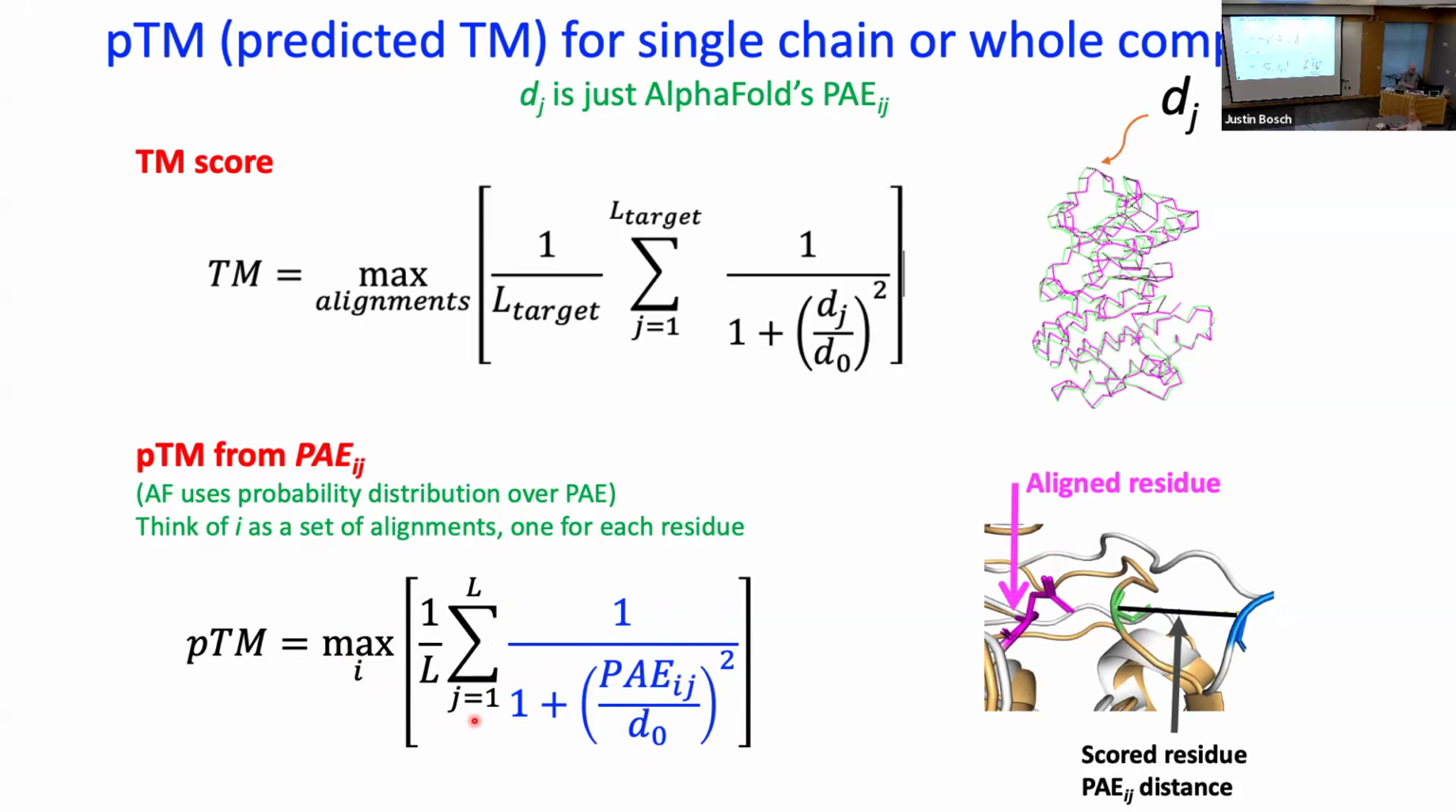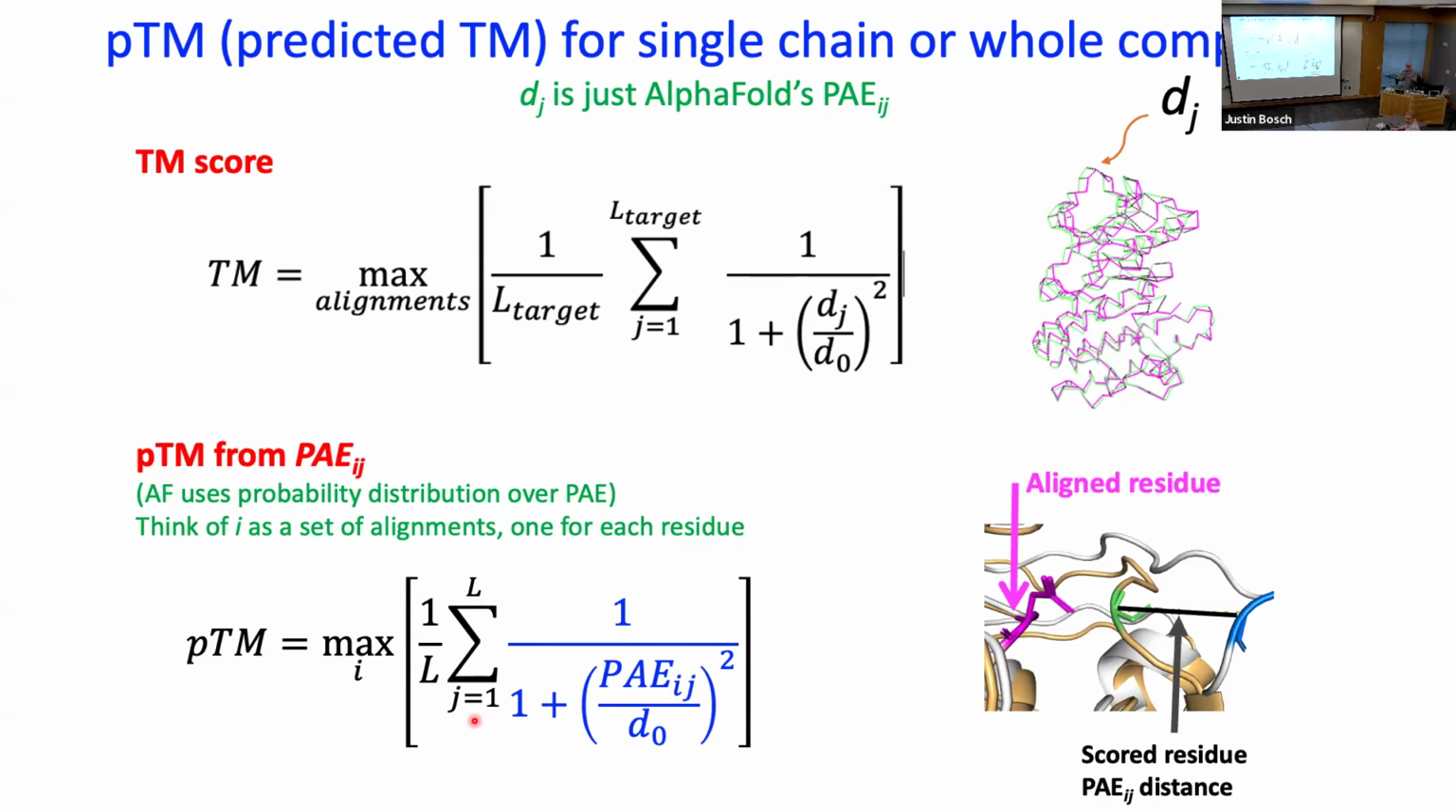Question: using both PTM and PAE as a filtering score doesn't make sense because they are related to each other. Yes, they are related to each other.